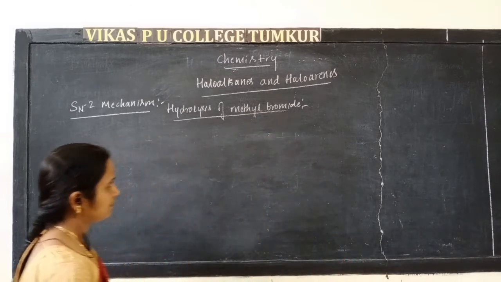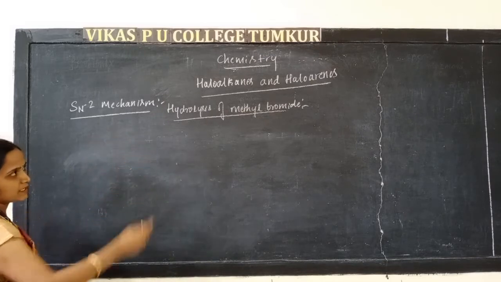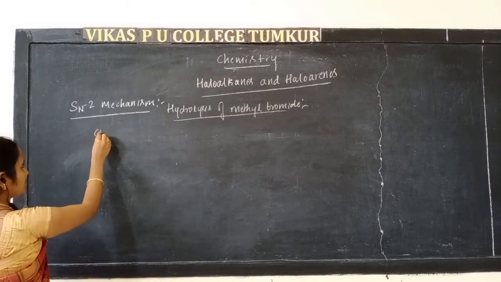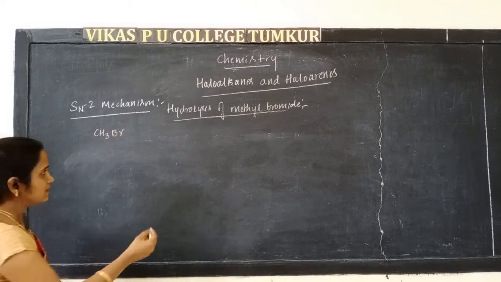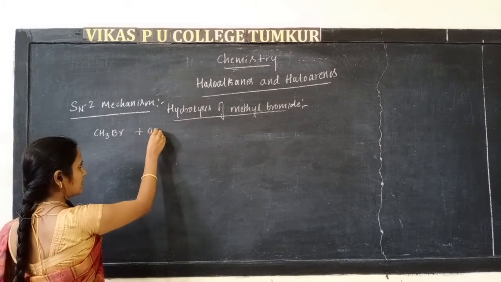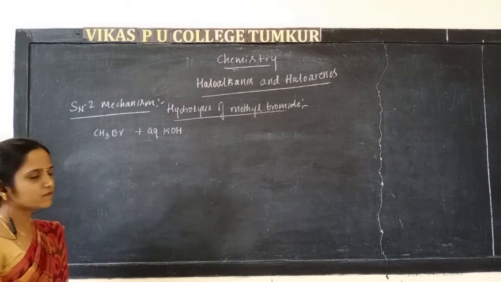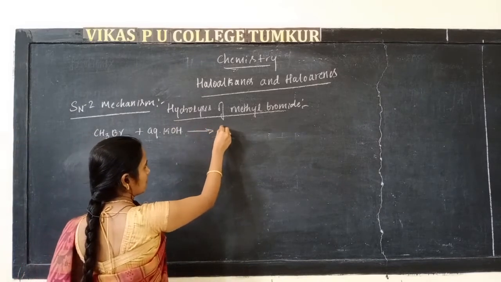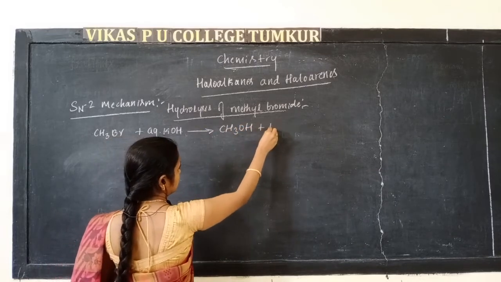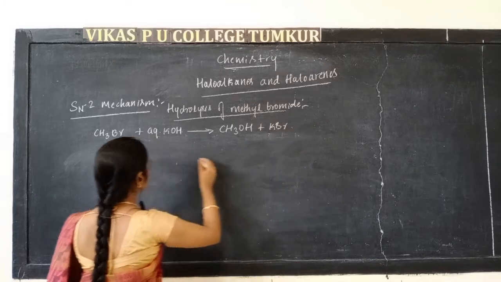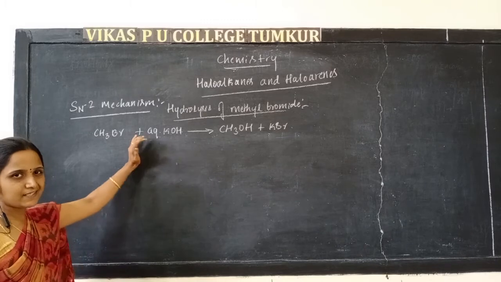Let's see the reaction, the hydrolysis of methyl bromide. Methyl bromide is CH3Br. This is methyl bromide, which is heated with aqueous KOH, and methyl alcohol is formed, plus KBr. This is the example for the SN2 reaction.